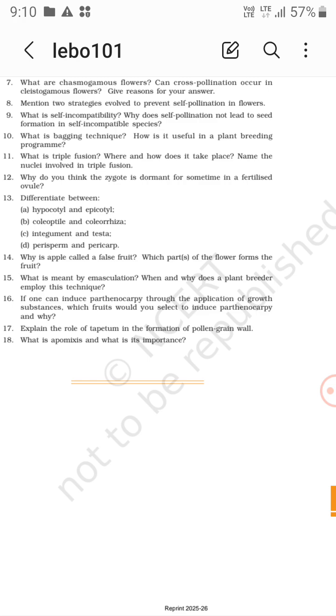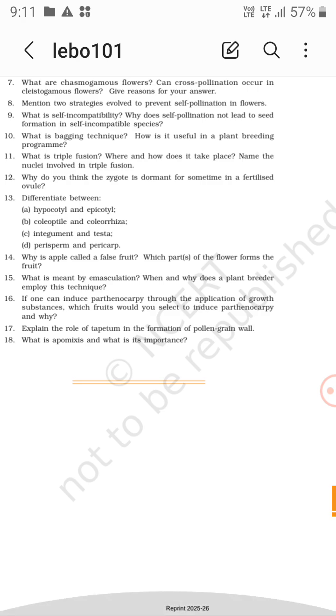So why is apple called a false fruit? Which parts of the flower form the fruit? In apple, other than the ovary, the fruit also forms from the thalamus, right? This is why it is called a false fruit, because true fruits form only from the ovary. Okay, so what is meant by emasculation?